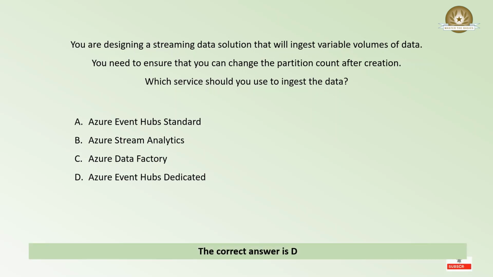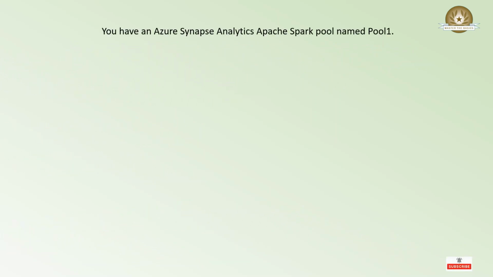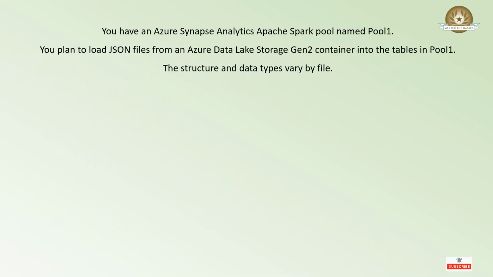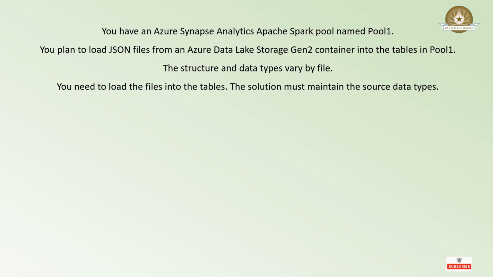Azure Event Hubs Dedicated. You have an Azure Synapse Analytics Apache Spark pool named Pool1. You plan to load JSON files from an Azure Data Lake Storage Gen2 container into the tables in Pool1. The structure and data types vary by file. You need to load the files into the tables. The solution must maintain the source data types.